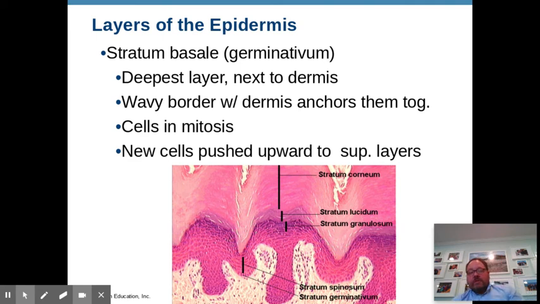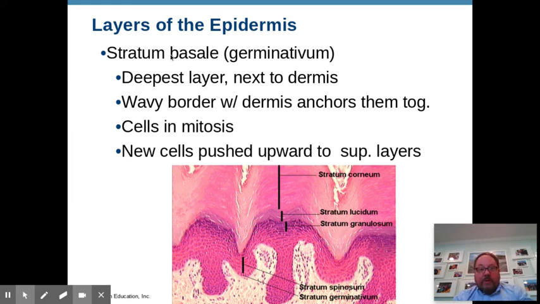All right. So we've got two layers of the skin, right? The epidermis and the dermis. Now let's zoom in on just the epidermis and see that there are actually other layers that we'll need to know, okay? So we even subdivide the epidermis. So we'll start at the bottom of the epidermis and work our way out.